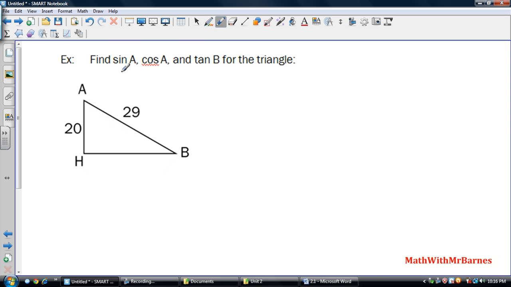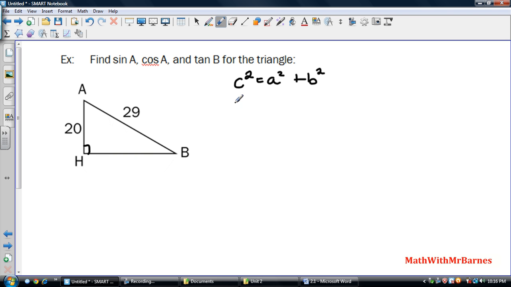Alright, so this one's asking us for sine, cos, and tan for this triangle. Now the only problem is we're missing a side. Luckily this is a right triangle, and everybody's favorite formula is c squared is equal to a squared plus b squared. I need to get this side right here, so I'm going to use the Pythagorean theorem.